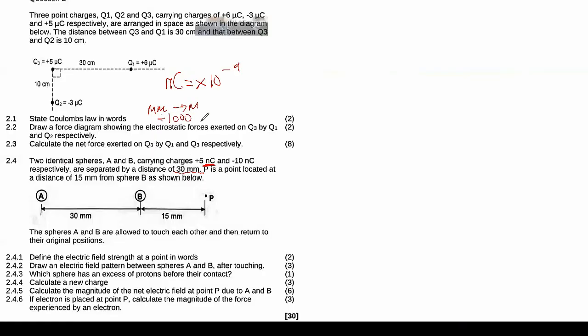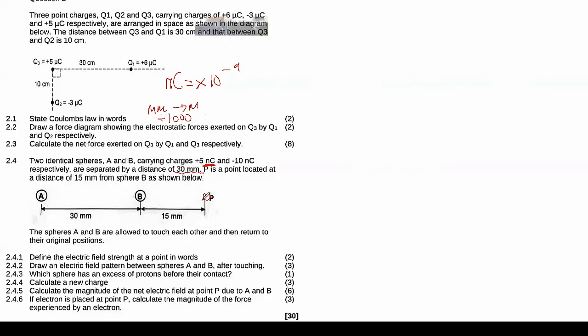So it is very crucial that you note the necessary conversions that you will need just before you even start answering the question. Then the spheres are separated by a distance of 30 millimeter. P is a point located at a distance of 15 millimeter from sphere B as shown below. Then we are given that. So this is a point charge here.